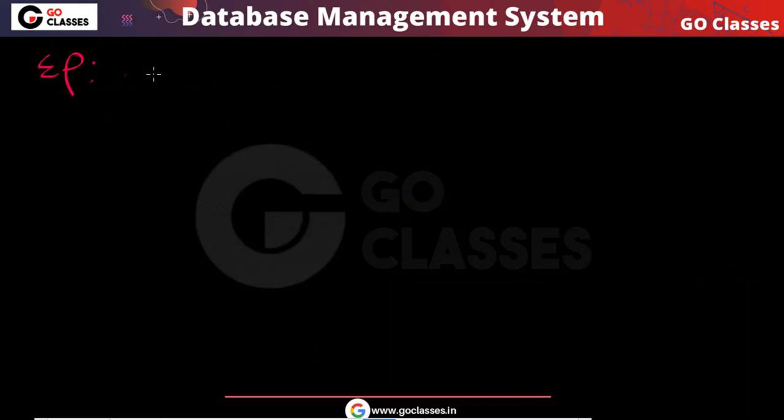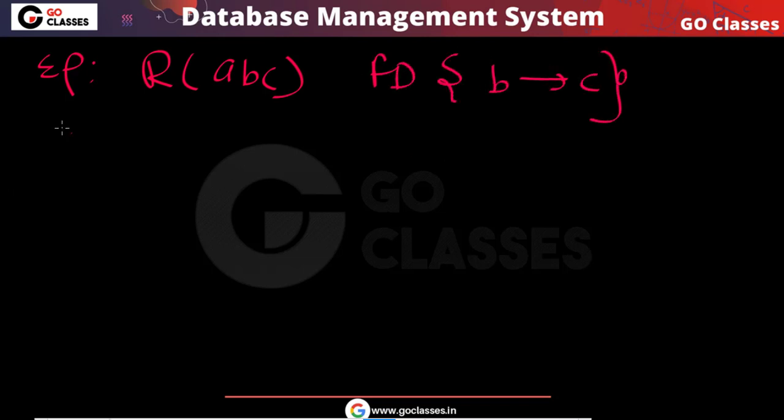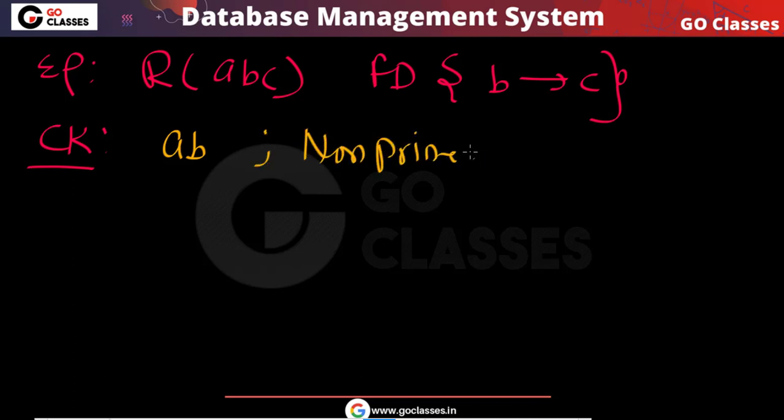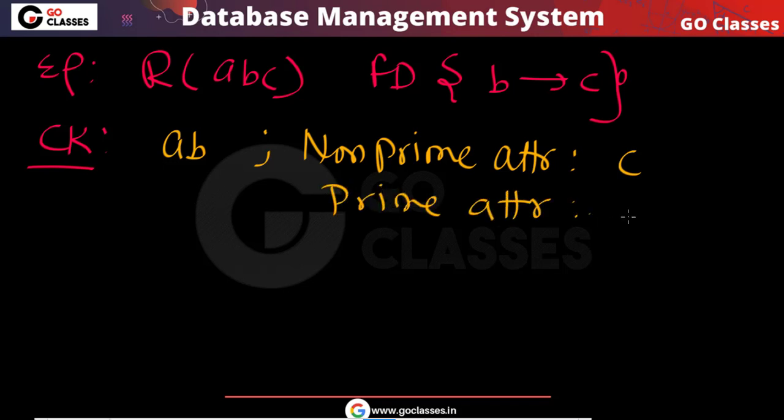Let us take some examples. Let's start with a simple example: A, B, C, and assume you have a set of functional dependencies, which is B determines C. First you find the candidate key. Here the candidate key is AB. The only non-prime attribute is C, because a non-prime attribute is an attribute that is not part of any candidate key, and the prime attributes are A and B.